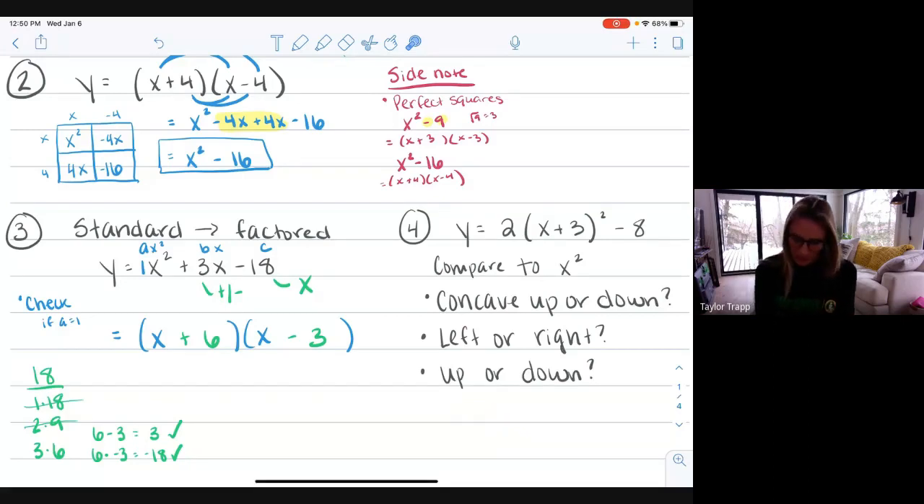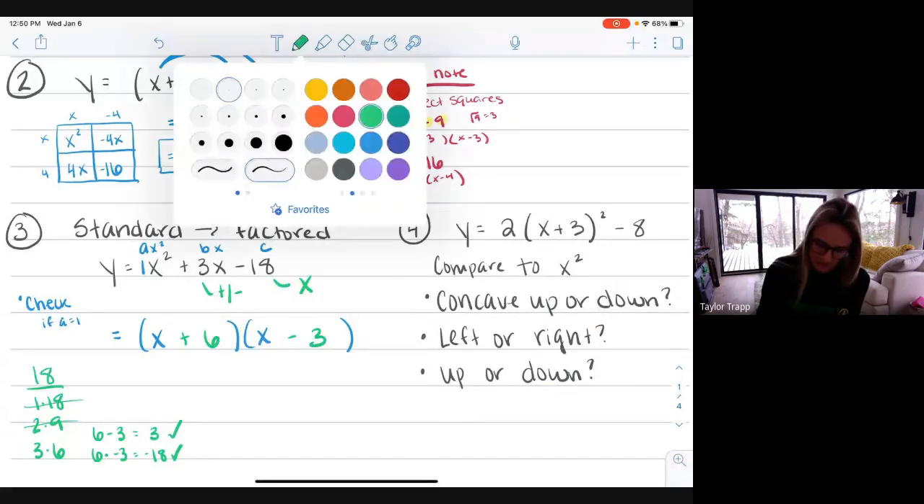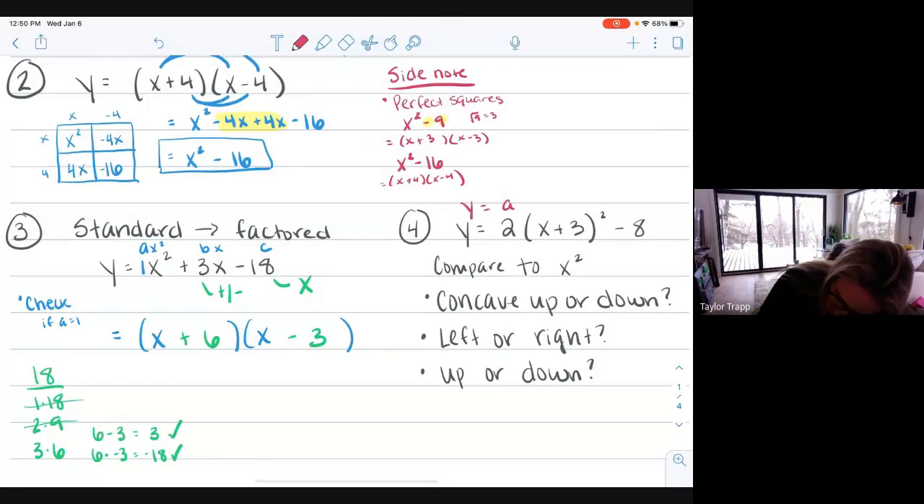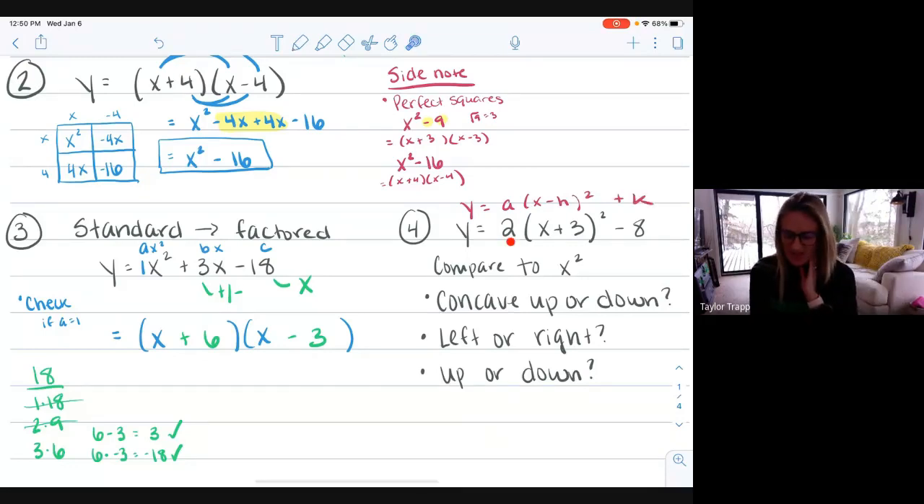So you could do this without graphing it, right? Concave up or down. Well, what decides that is, this is y equals a times x minus h squared plus k. It's the a that decides if it's up or down. If it's positive, it's concave up, and if it's negative, it's concave down. Well, the 2 here, a equals 2, and that's a positive number, so that means it's going to be concave up. So for the sake of what we're doing right now, I'm just going to circle concave up. I guess I could have written it too, but I wanted you to see what I was debating between.